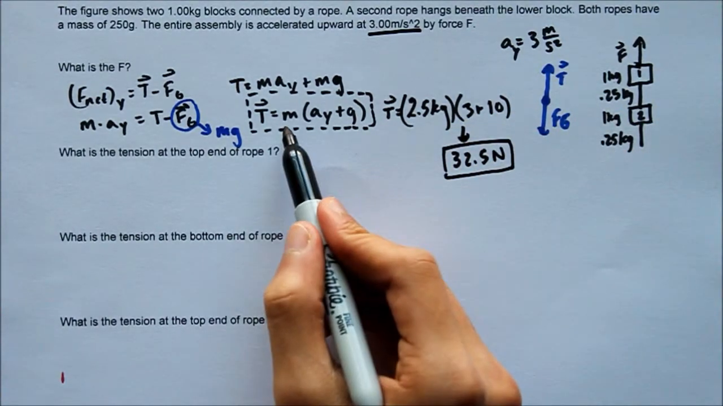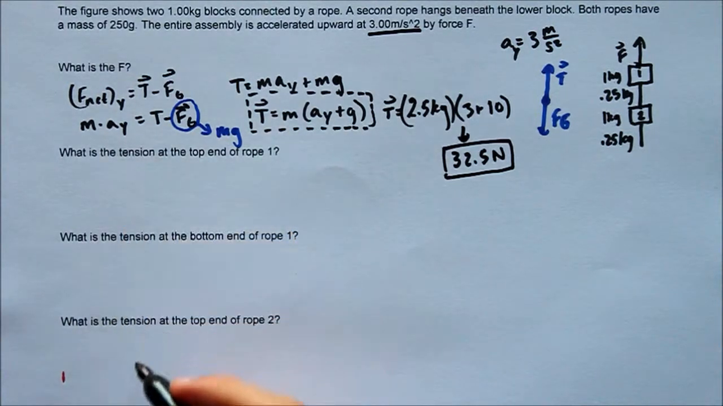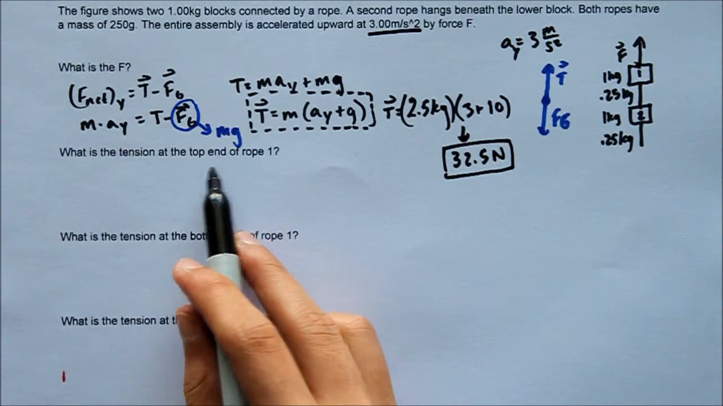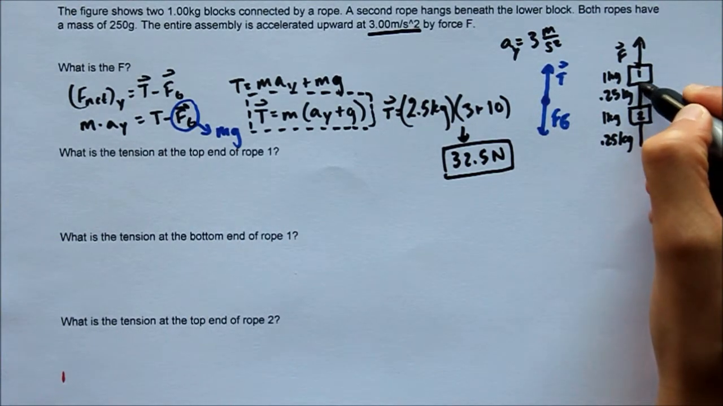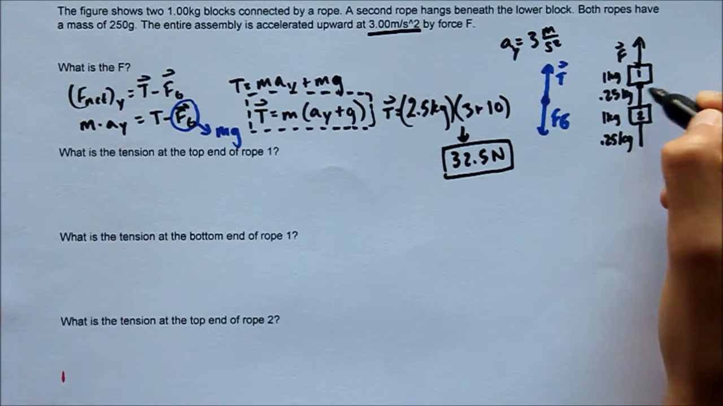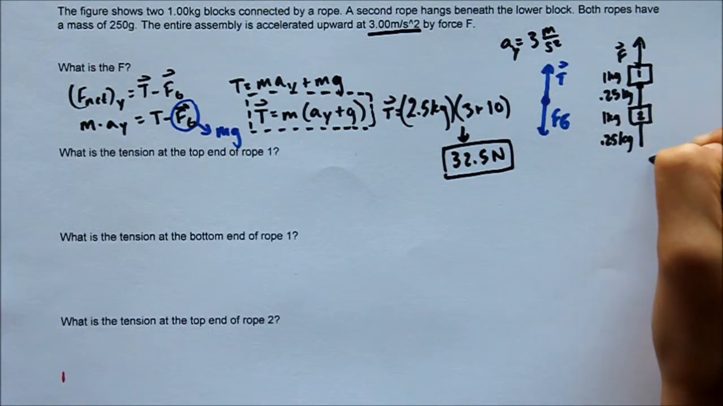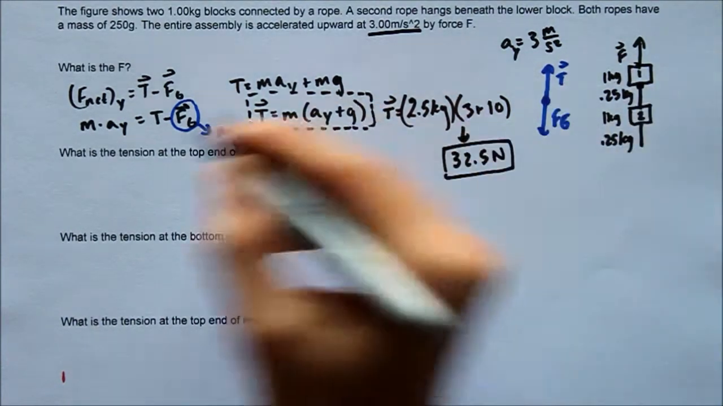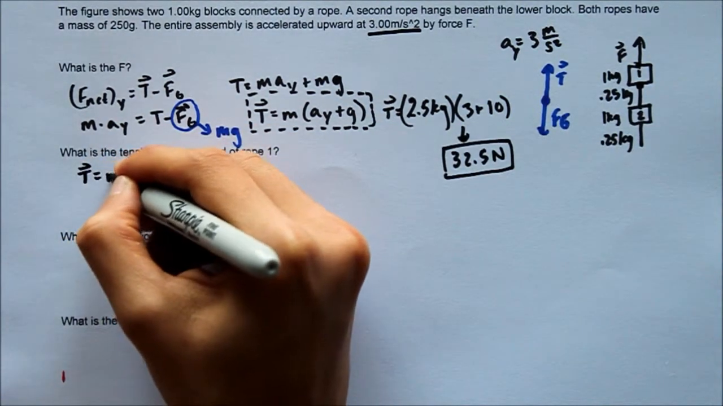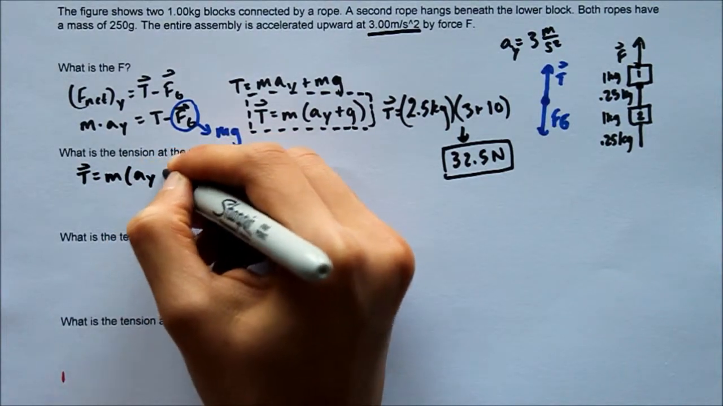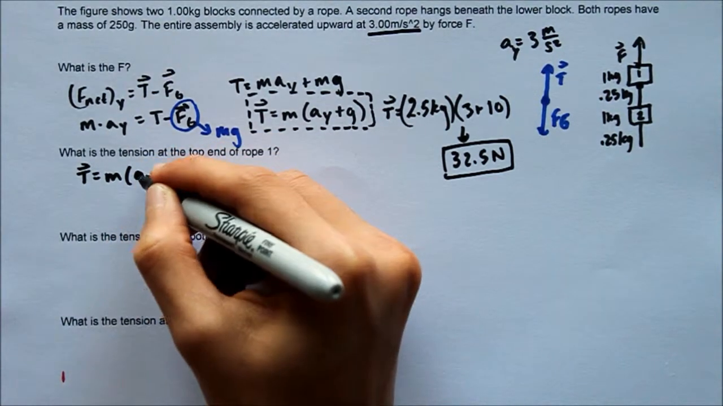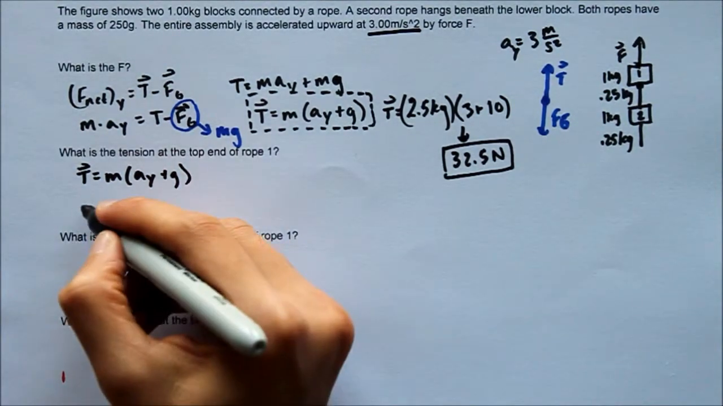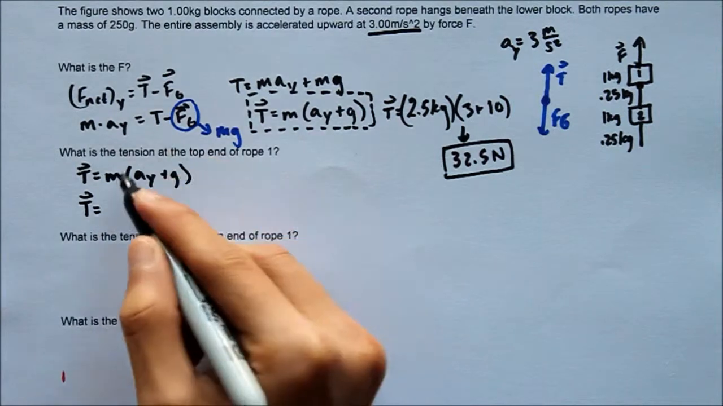And now, since we have this generalized equation, I know I'm going to use it for all the other parts, right? Because it's going to say, what is the tension at the top end of rope 1. So we've got rope 1 here. I'm going to draw my point on the top end, and circle everything including that point and everything underneath. So let me write that again: tension is going to equal mass times acceleration y plus g. Acceleration y is never going to change, and g is never going to change because it has a constant value. The only thing I'm going to be worrying about is my mass.